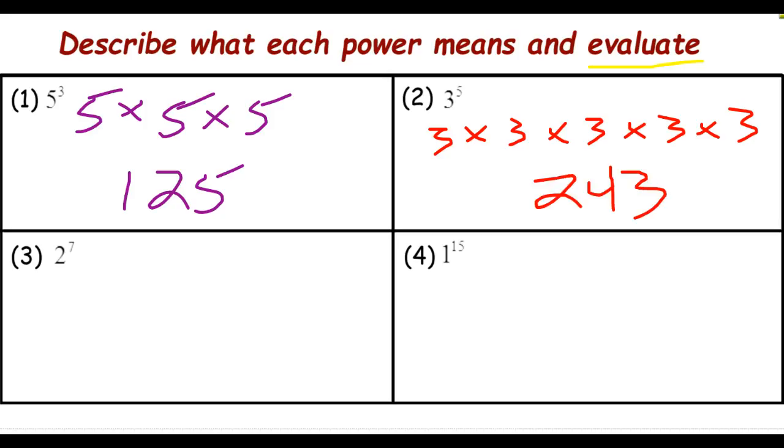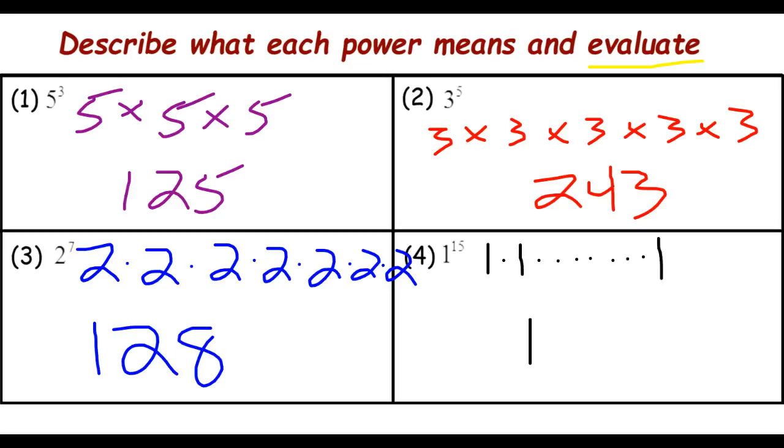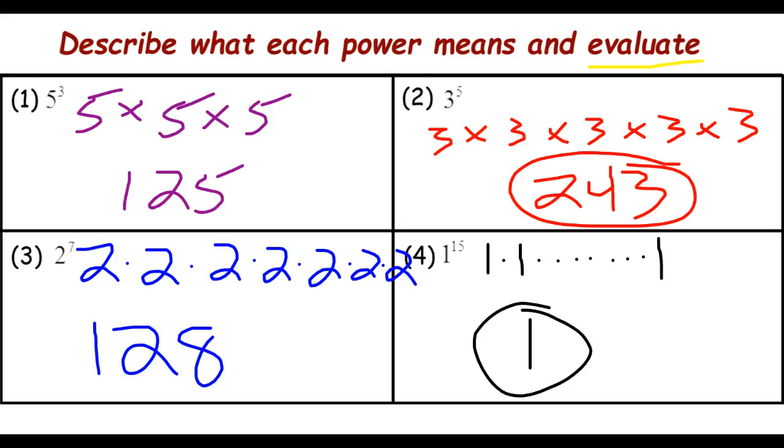When we expand 2 to the seventh for number 3, that's what it means to write out the power as the multiplication it represents. 4, 5, 6, 7. We end up with 2 times 2 times 2 times 2 times 2 times 2 times 2, which is 128. And then finally, 1 to the 15th power is 1 multiplied by itself 15 times. I'm not going to write the entire thing here, but 1 times itself, no matter how many times we do it, is just 1.